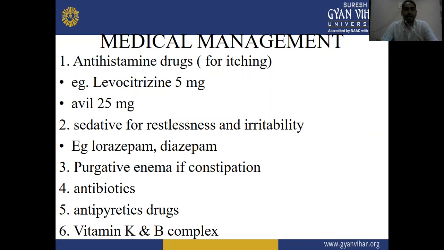Next one is antibiotics. Antibiotics are used in the treatment of jaundice, and the next category is antipyretic drugs, which are used in the treatment of jaundice, and vitamin K and B complex. Vitamin K and B complex are used in the treatment of jaundice.